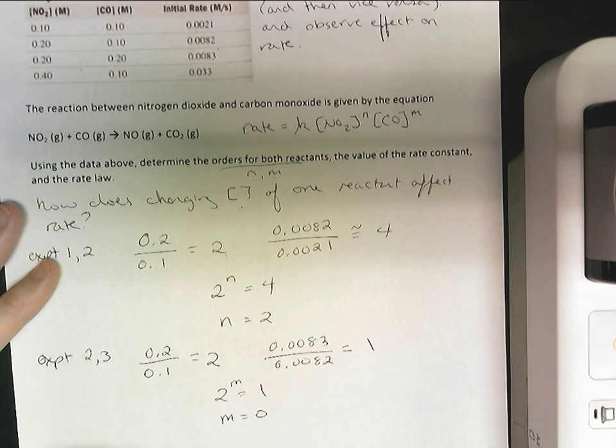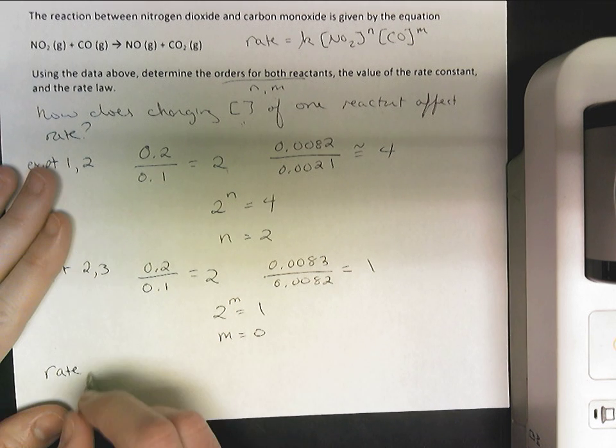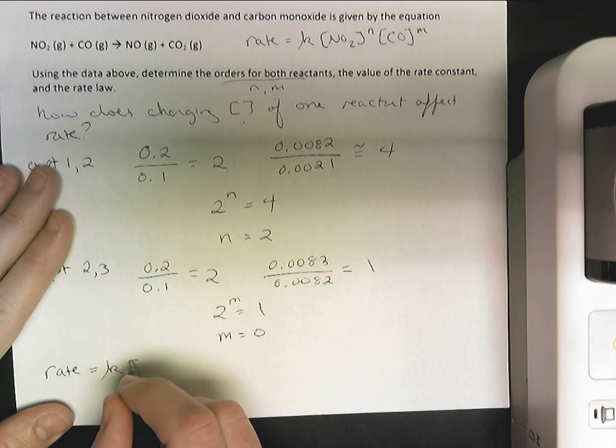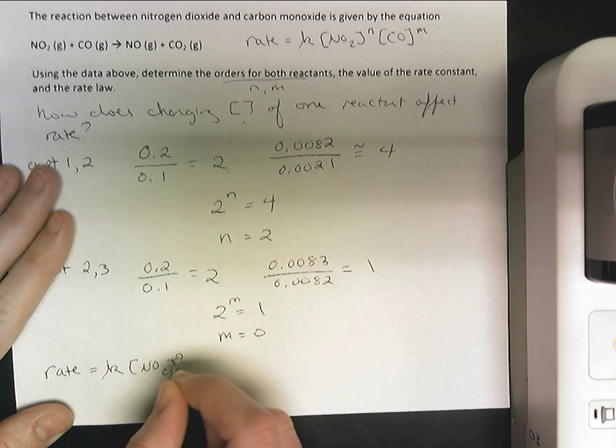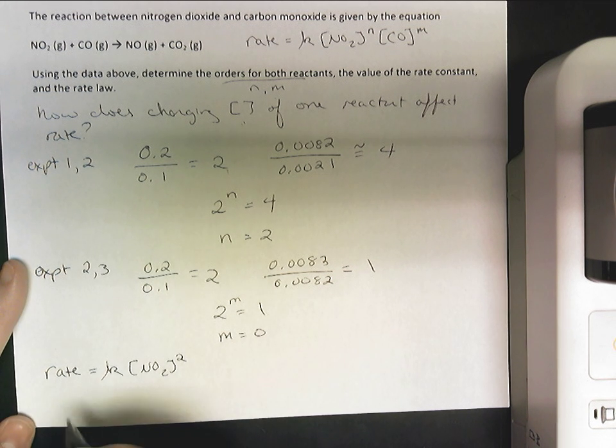Right, so our rate law so far, and how we're going to solve for k, is going to be rate equals k [NO2]^2. And I'm going to leave CO out, because when you raise CO to the 0, you get 1. So now I want to solve for k. I'm going to do that by just choosing an experiment. Let's look at experiment 1.